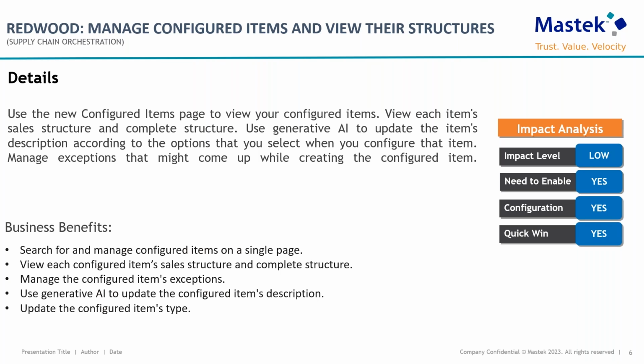The first feature we have here is manage configure items and view their structures. This feature is available on the Redwood page, and this is where you can see the configure items at one place, configure items as well as the completed items. This page also uses generative AI to update the item descriptions according to the options that you select. If you want to make any changes to the item description, it gives you some suggestions as well based on the components that you select.